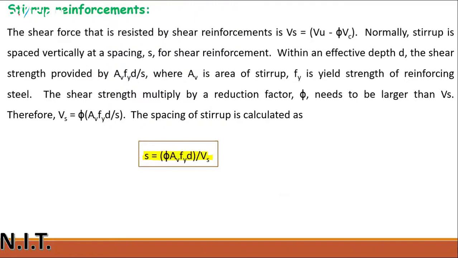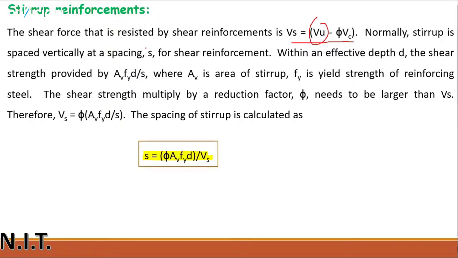And as I have explained earlier, the stirrup reinforcement can be calculated by this same formula. The shear force that is resisted by shear reinforcement, that is Vs, can be calculated by Vu minus φVc. Vu is the factored shear, which we can calculate by a formula, and φVc is the concrete shear strength.